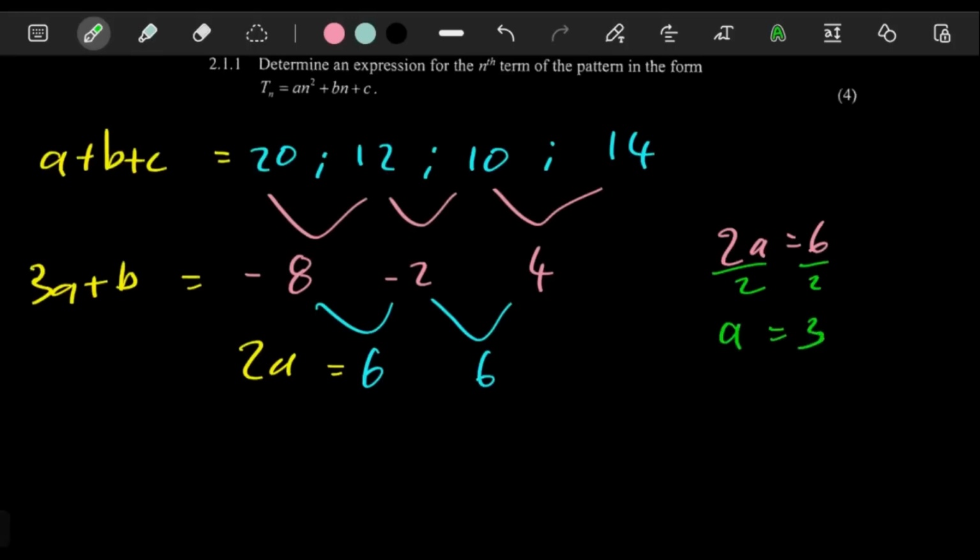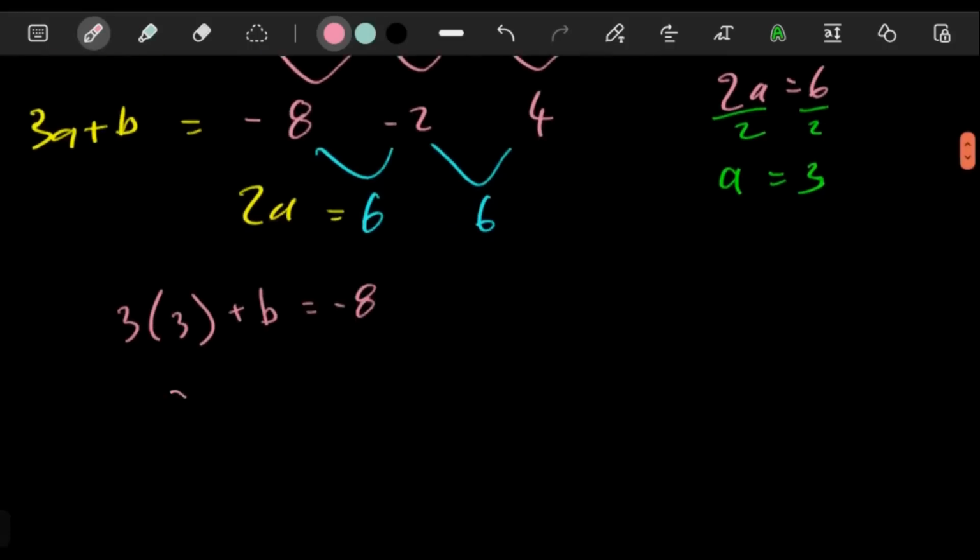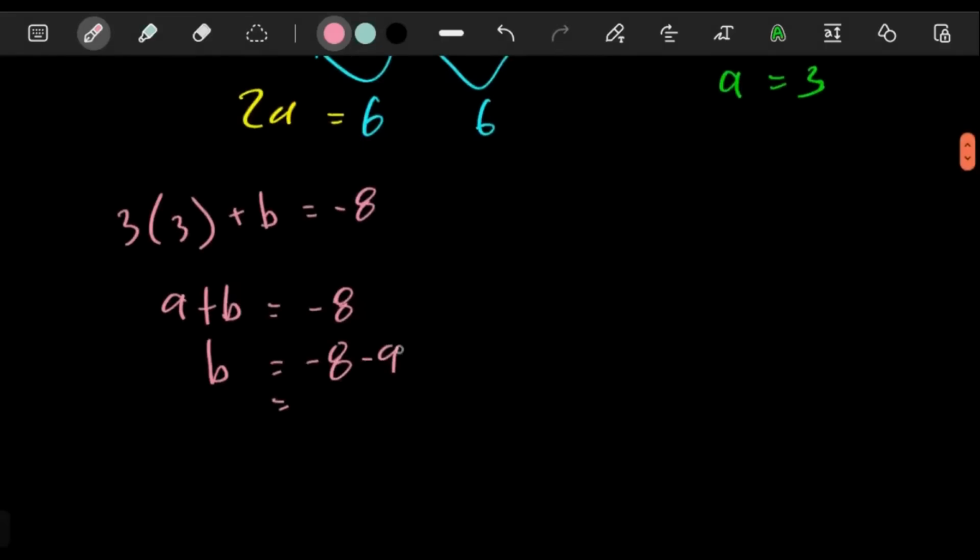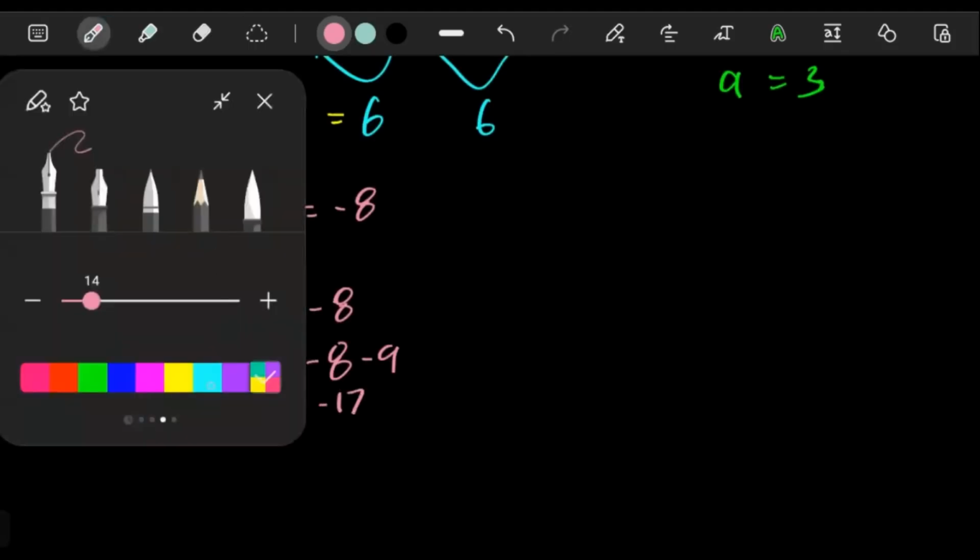And then after that, you can put 3 where a is here. 3 times 3 plus b equal to negative 8. So this is 9 plus b. Here 9 moves to the other side: negative 8 minus 9, so this is negative 17. So there we are.